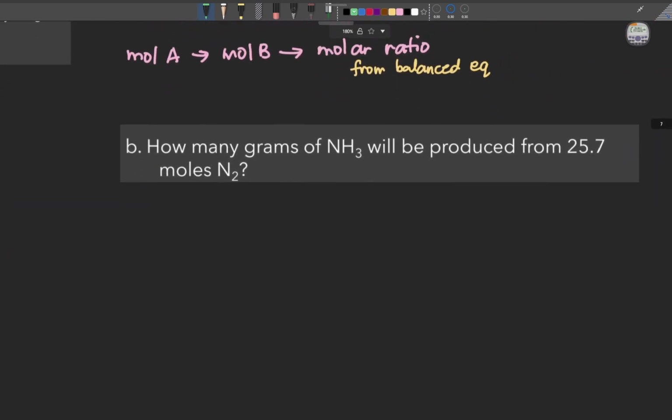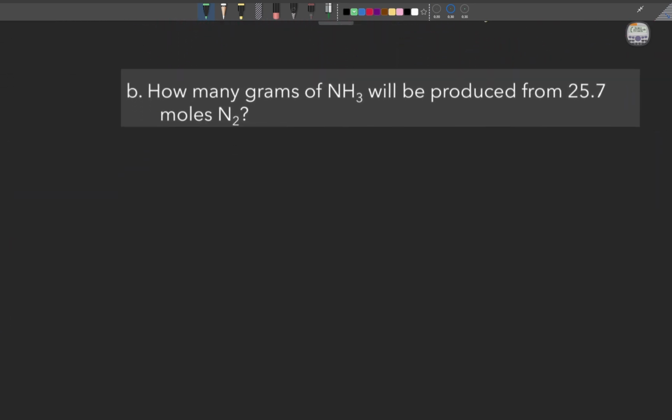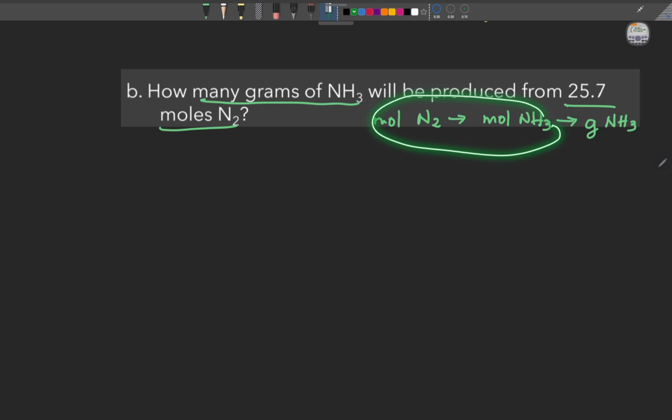Okay, next. Same chemical reaction. How many grams of NH3 will be produced in 25.7 mole of N2? Okay, so we write first the path. So that means you have to convert moles of N2, then convert that to mole of NH3 before you will be able to convert that to grams of NH3. Okay, so you always pass through this, the mole of A to mole of B before you convert that to grams.